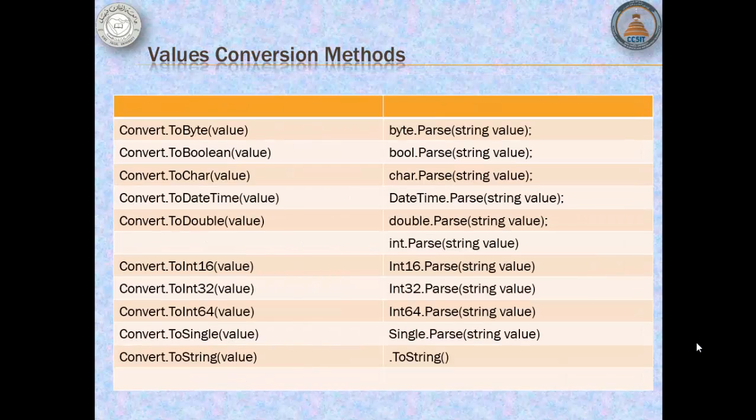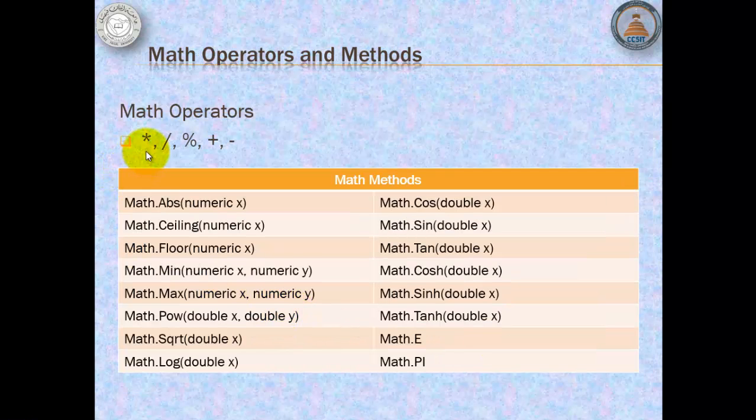Listed here are some of the methods that you can use for values conversion. For example, if you're planning to convert a string value to an integer, you may use either Convert.ToInt32 or Int32.Parse. But if you want to convert a certain value to string, you can simply use the .ToString method. Here are the operators for multiplication, division, modulo division, addition, and subtraction. The math methods are listed below.